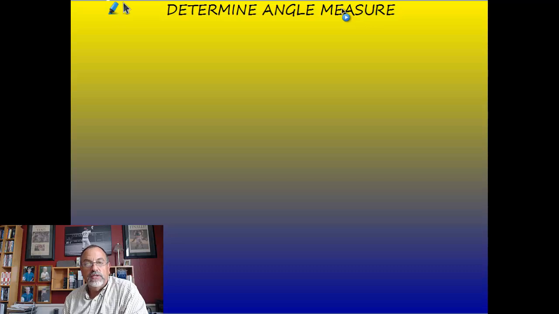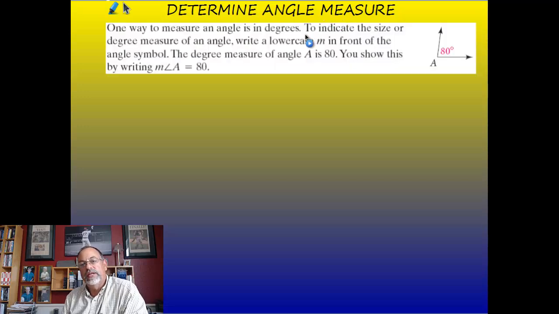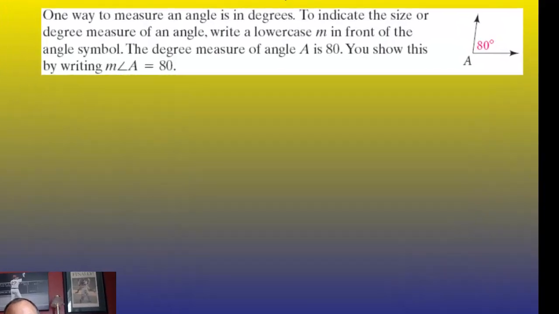Chapter 1, Lesson 6 in Geometry, Determining the Angle Measure. In the last video we talked about what an angle is, how it's formed with the rays and the vertex. In this lesson we're going to learn how to measure it. Some of you have had experience with measuring an angle before, some of you haven't. So let's take a look at what we need to know about angle measure.